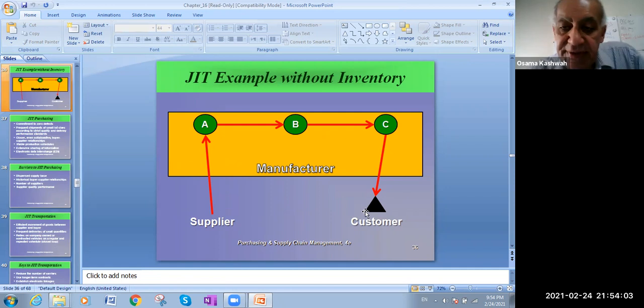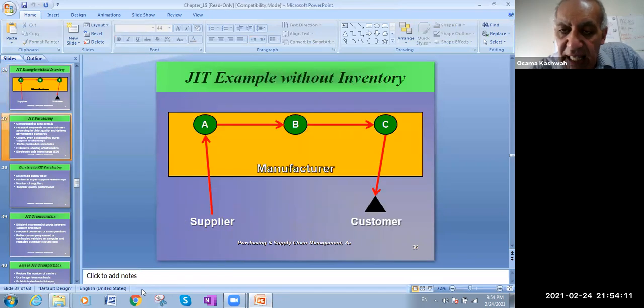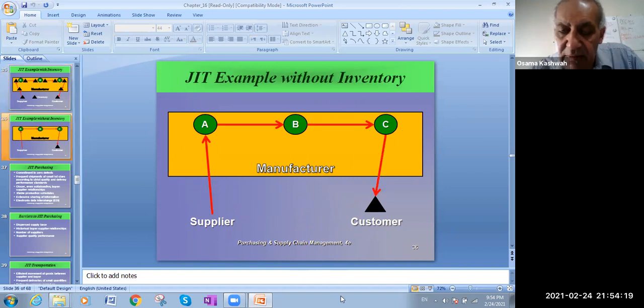Look at this. Just-in-time example without inventory. In the past slide, we had the inventory on the way from the supplier to the customer. But here now, there is no inventory on the way. It goes directly from the supplier to the wholesaler, with no inventory. So it will reach directly from A to B to C to D without any need for inventory, stores or warehouses on the way, in all the stages from the supplier to the final consumer.